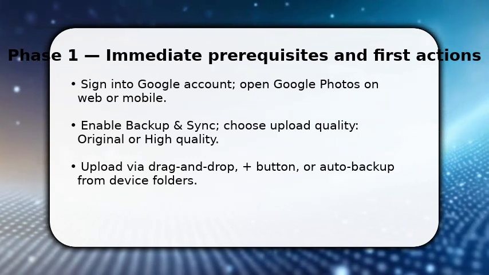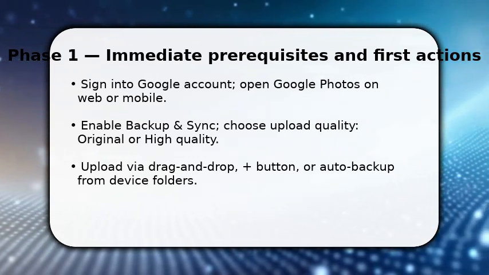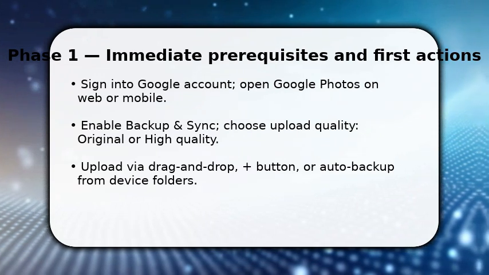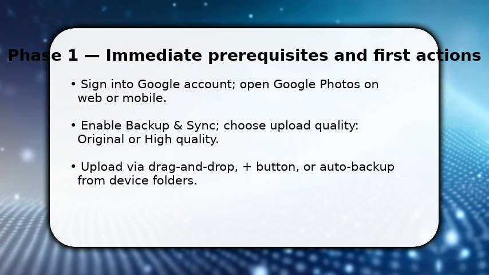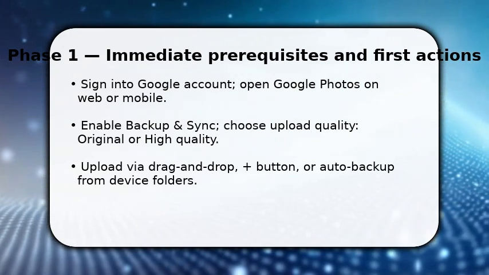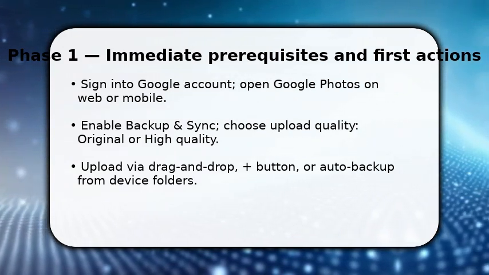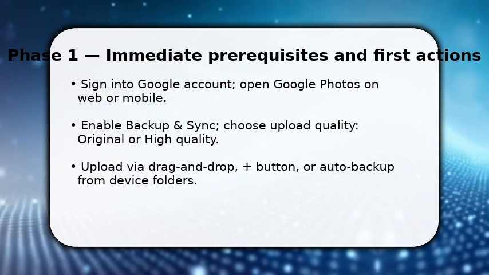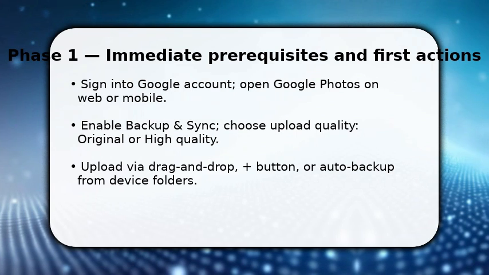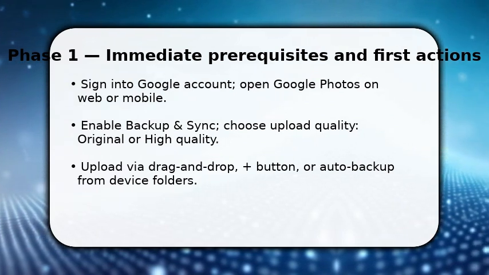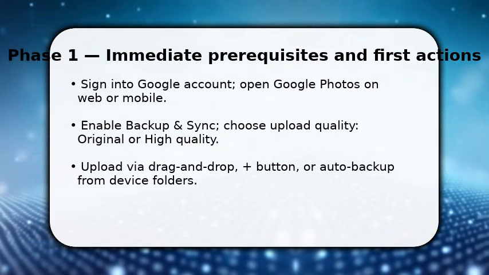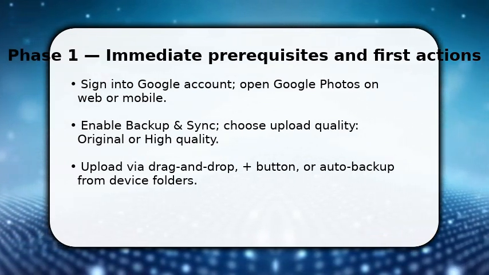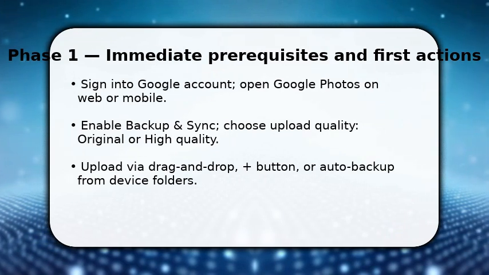You already have an account. Sign in and open Google Photos now. First, enable backup and sync so uploads happen automatically, and pick original versus high quality depending on storage. Next, upload a batch. Drag and drop on desktop or tap plus on mobile, then select folders or camera roll. Once done, make sure the app shows upload progress. Confirm recent photos appear. This gets your images into Google's system quickly and prepares them for organization and search.